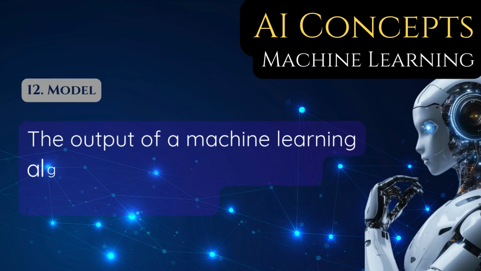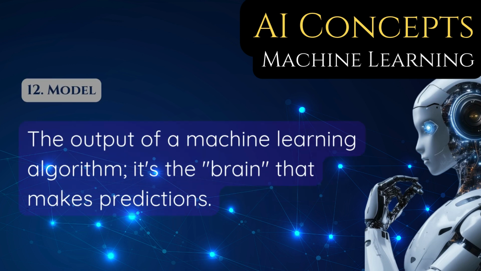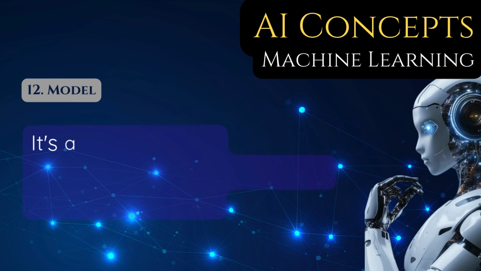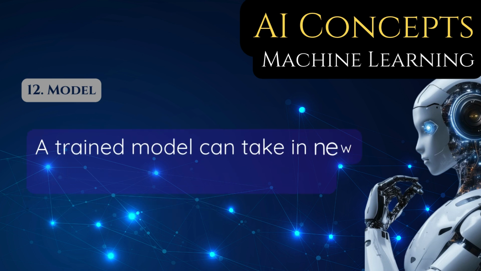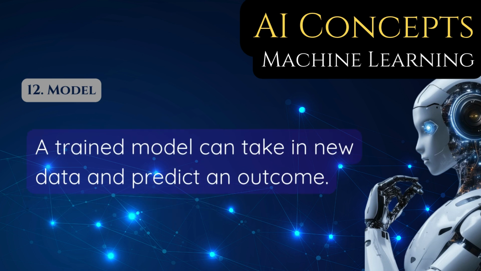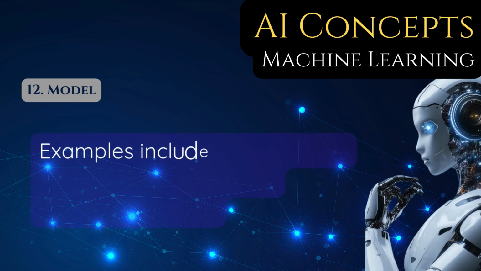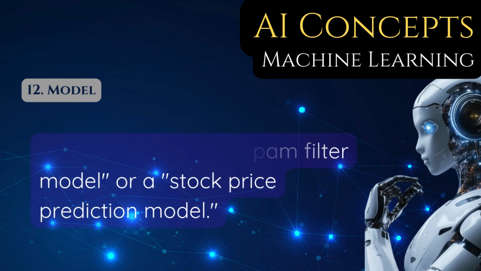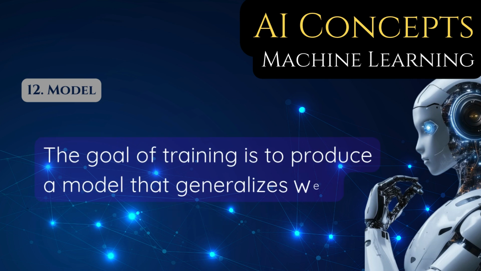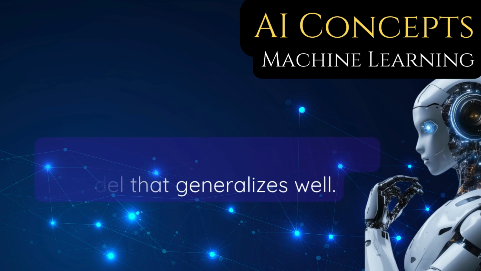12. Model: the output of a machine learning algorithm. It's the brain that makes predictions. It's a mathematical representation of the patterns found in your data. A trained model can take in new data and predict an outcome. Examples include a spam filter model or a stock price prediction model. The goal of training is to produce a model that generalizes well.